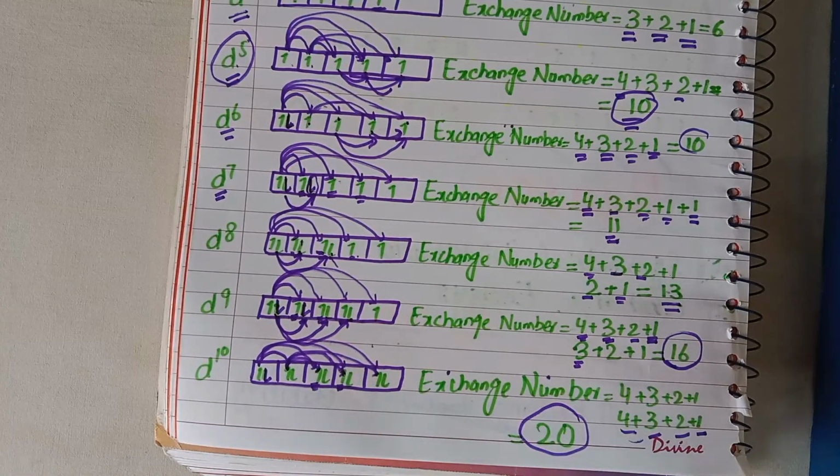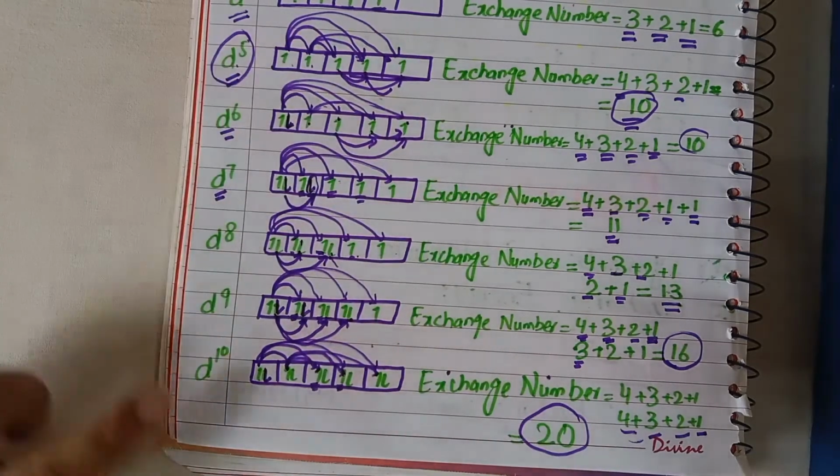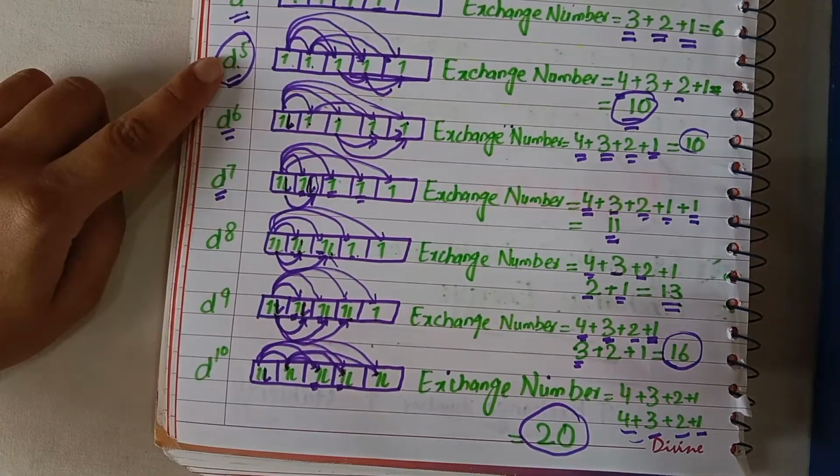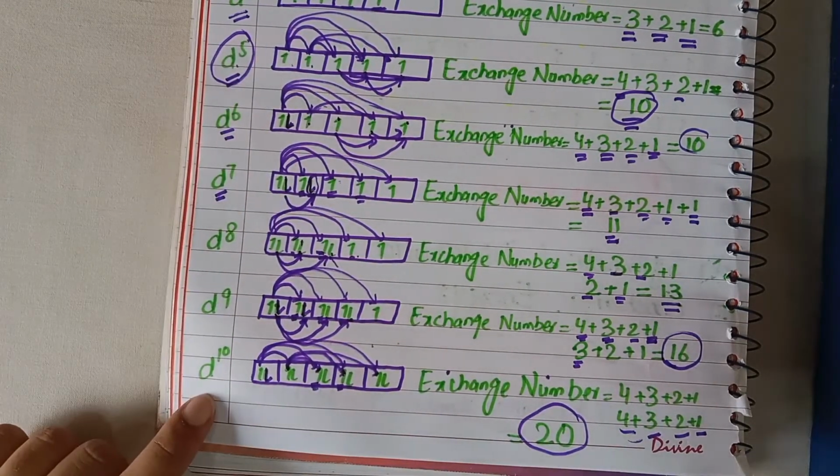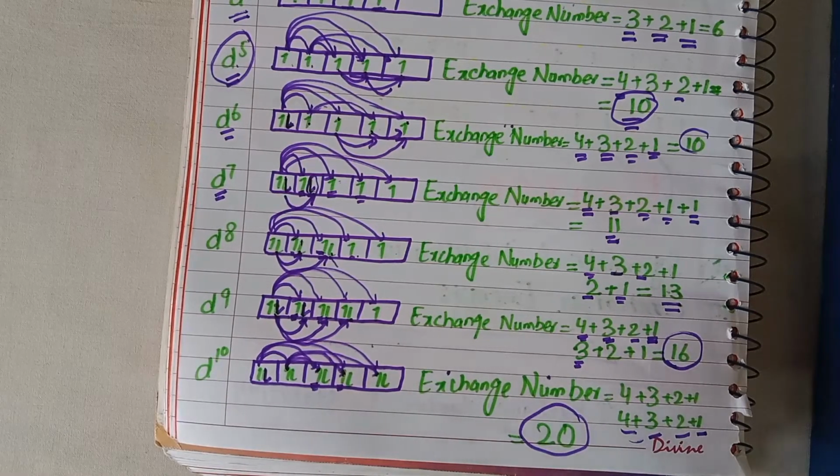So now we can simply say that the d5 state and the d10 state, that are exactly half-filled and completely filled states, are more stable as compared to other states due to two phenomena. Number one, their exchange number is high. Number two, electrons are symmetrically distributed in these two states.